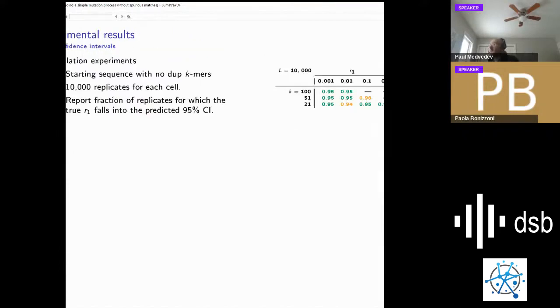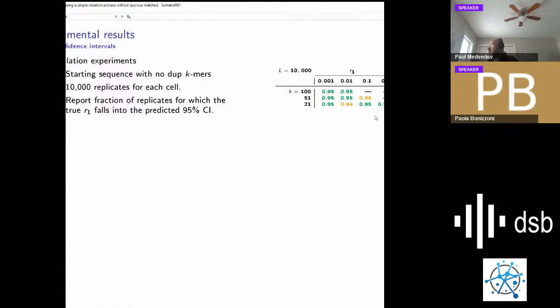Some experimental results. So looking at N mut confidence intervals, what we did is we did a simulation where we started with a sequence with no duplicated kmers, and then varied k and r, and for every value of r and k, we did 10,000 replicates, and in each replicate, we took the observed N mut, we computed a confidence interval for r1 from it, and we checked, does the true r1 fall into that predicted interval? And we reported then the fraction of replicates where this is true. This is verifying the definition of confidence interval.